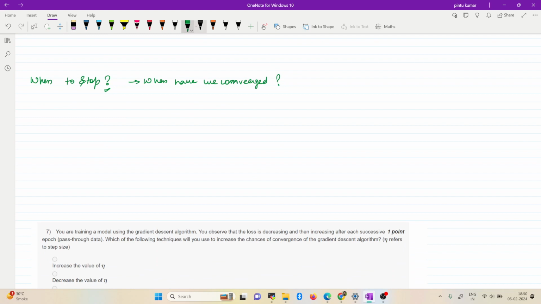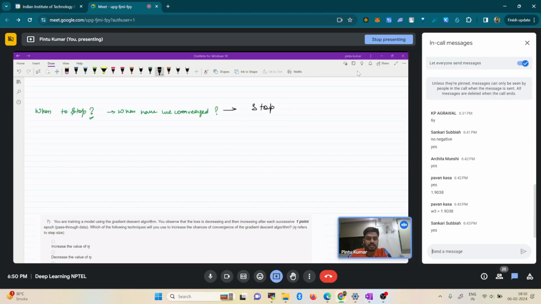So one question that is still left unanswered is, when should we stop? After how many iterations should we stop? Before that, any doubt in this calculation of gradient descent? Anybody has any doubt? I'll be happy to solve that. Okay, so we did 2 examples on gradient descent.